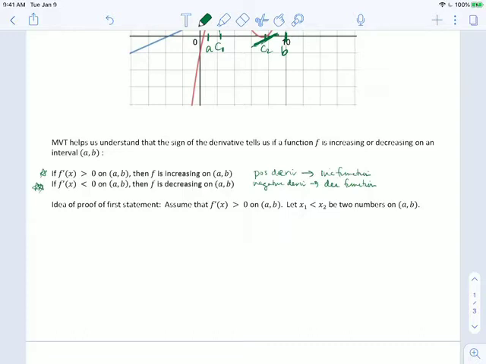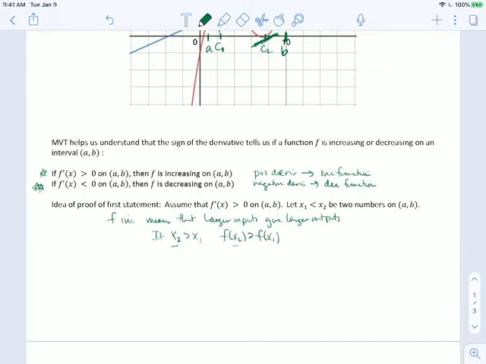So let's remember what it means for a function to be increasing. First of all, f is increasing means that larger inputs give larger outputs. So in other words, if x2 is bigger than x1, then f of x2 is going to be bigger than f of x1. So the larger input gave the larger output. So let's try to establish this statement.